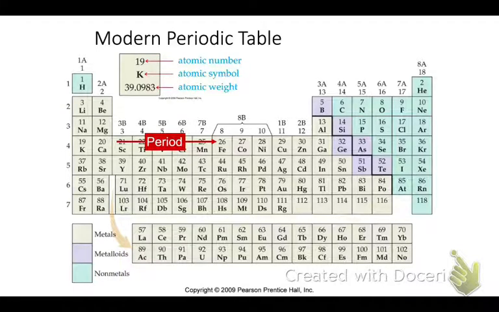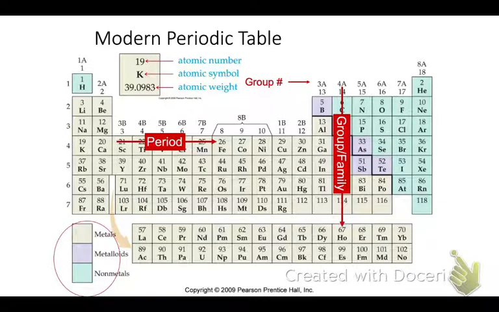The horizontal lines in the periodic table are called periods, and the vertical lines are called groups or families. So the group number is the number you see above here. In this case, this is group 1A, group 2A. These are the ones we tend to use, by the way: 3A, 4A, 5A, 6A, 7A, 8A. These are the group numbers.